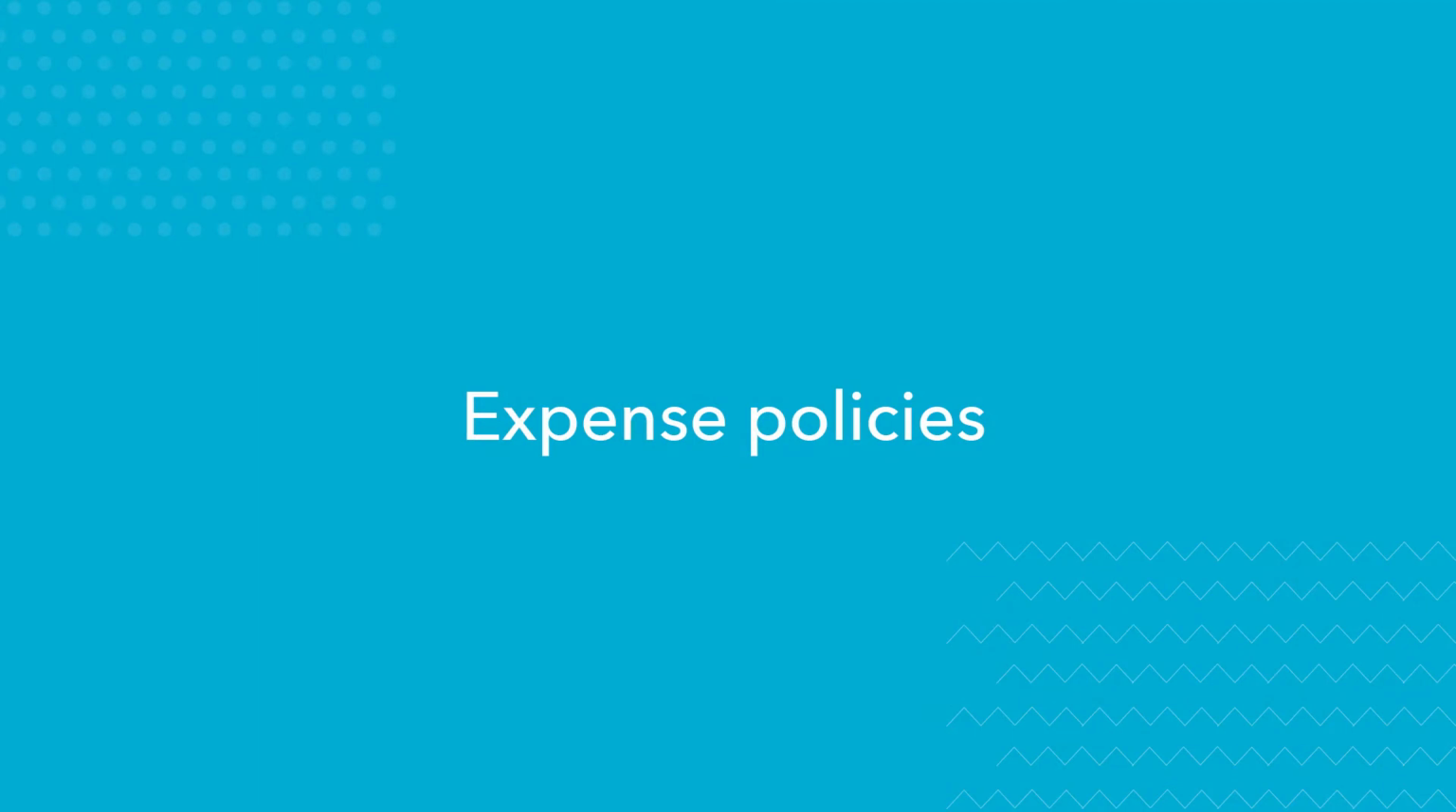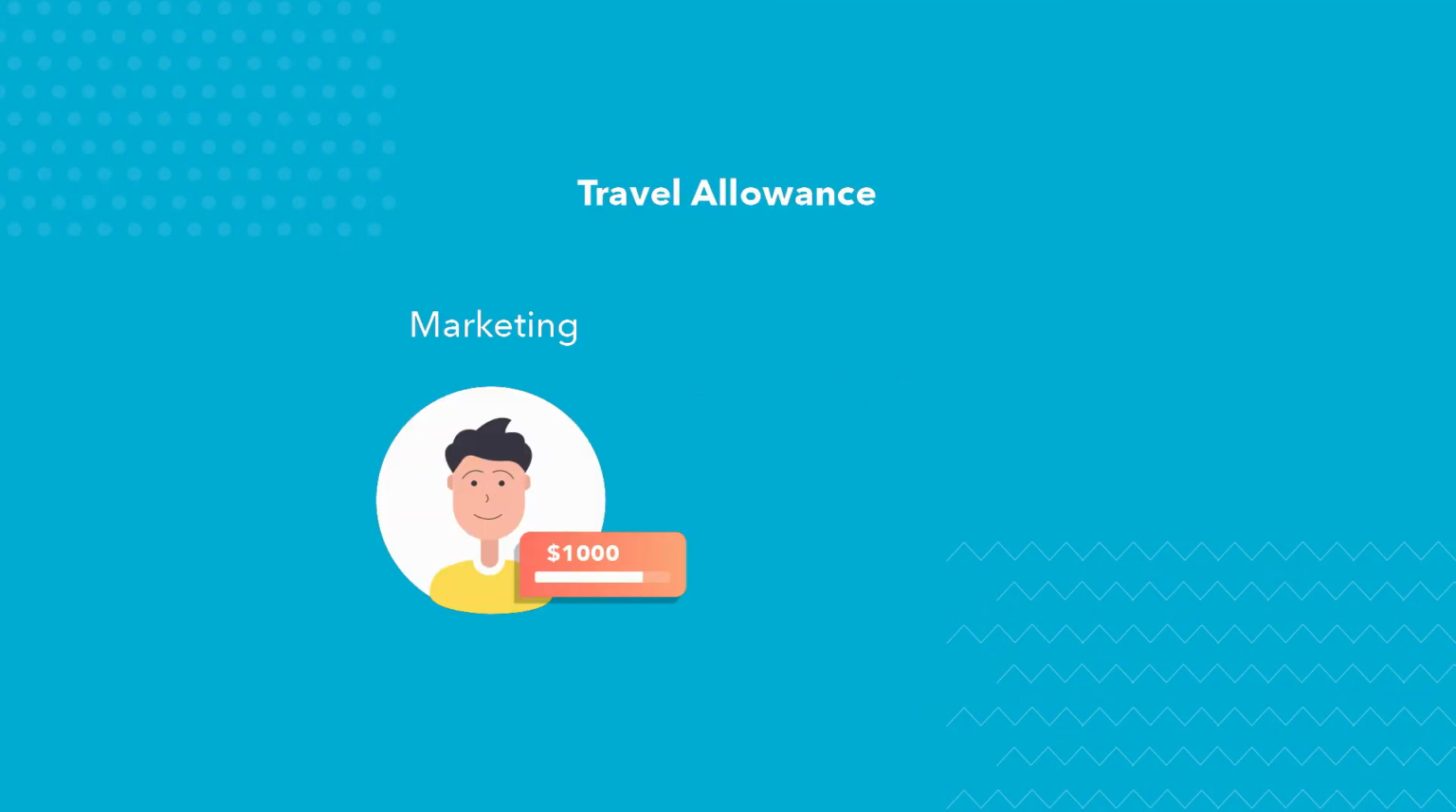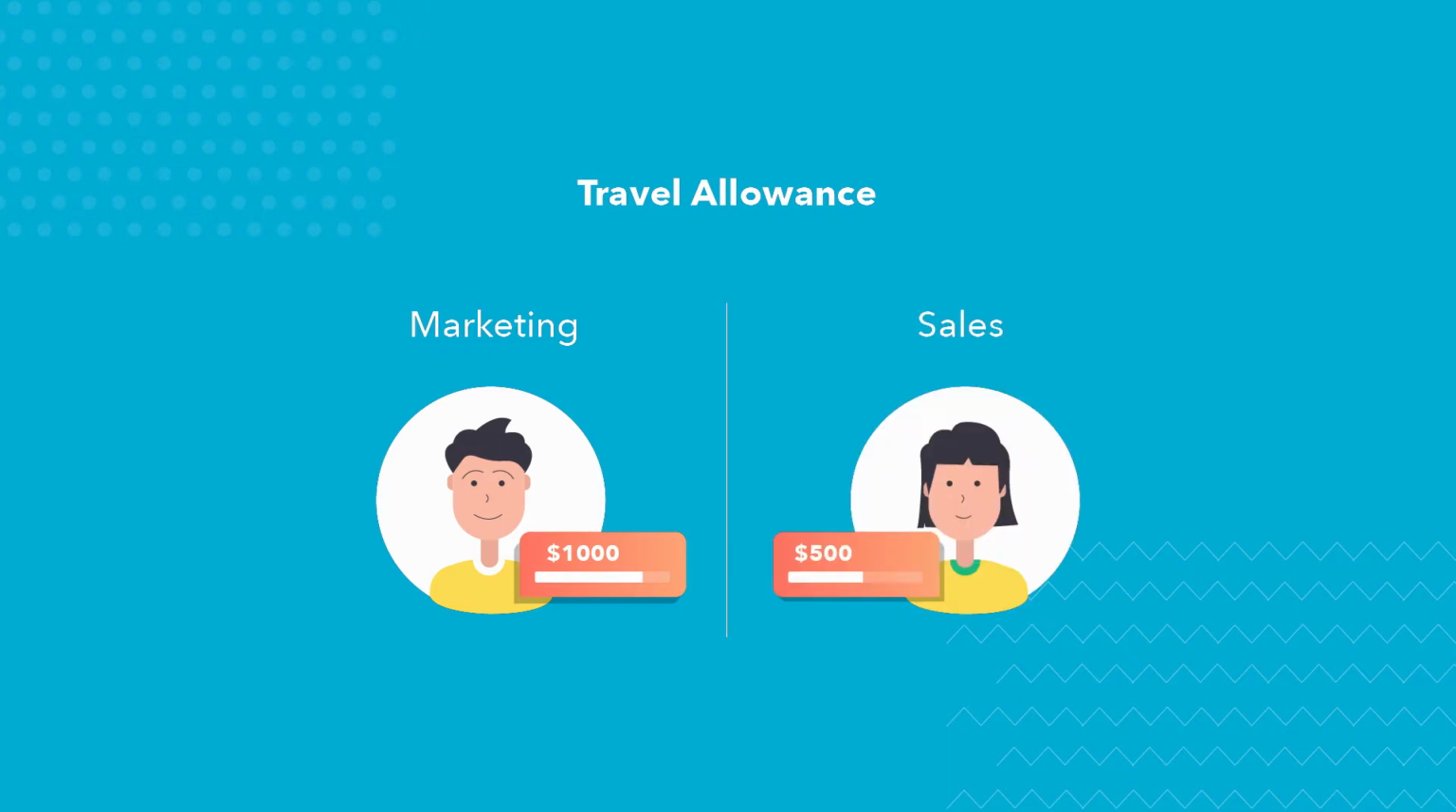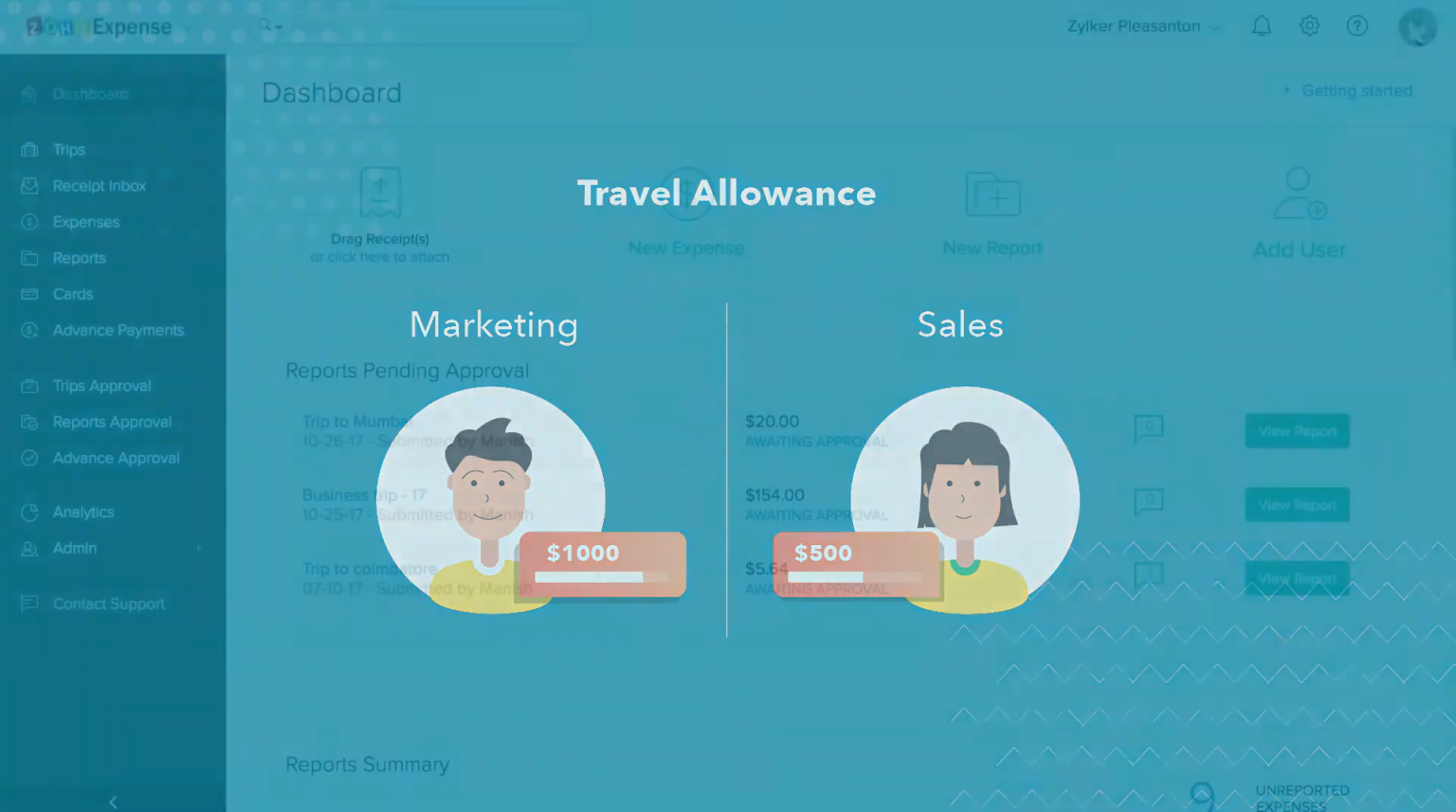Policies are a set of criteria to manage your business expenditures efficiently. For example, you can create a policy for your marketing team and set an expense limit restriction as $1,000 for a specific expense category. You can also create another policy for the sales team and set an expense limit restriction as $500 for the same expense category.